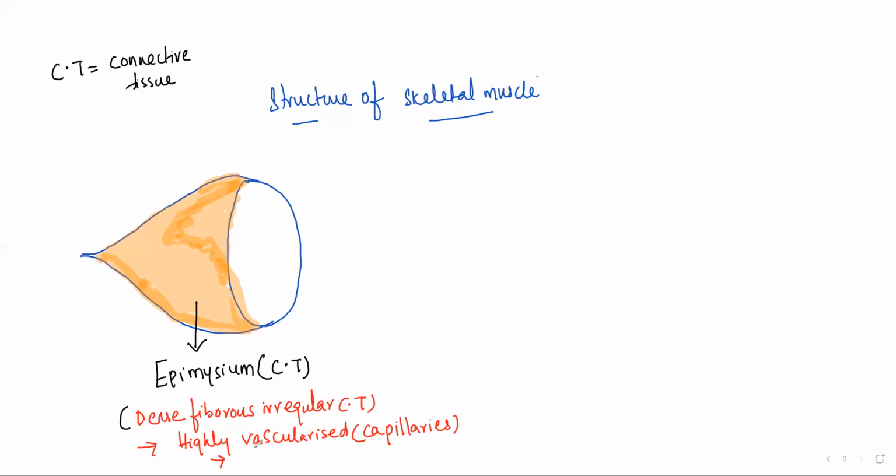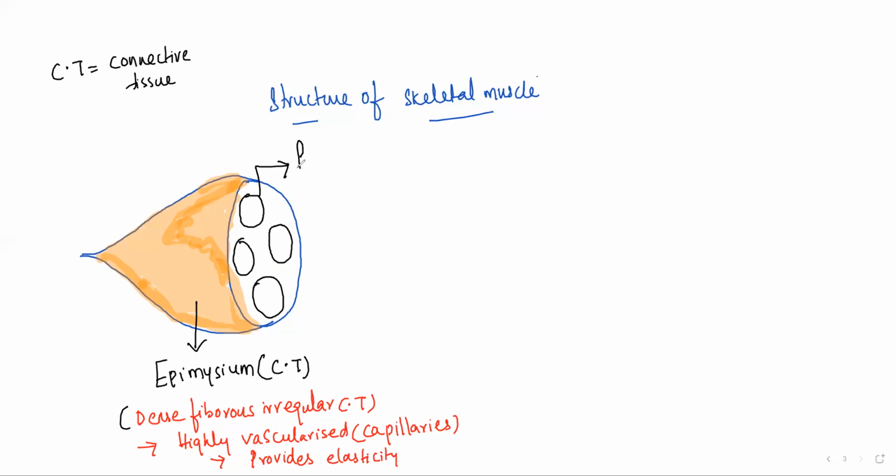Next, children, this gives enough elasticity. It provides a perfect elasticity for the muscle. So that is a connective tissue covering your muscle. Next, inside this particular structure, inside the muscle, what you can find is these structures. What are these called? These are called fascicles.